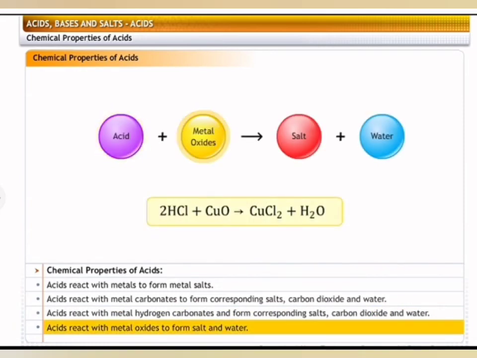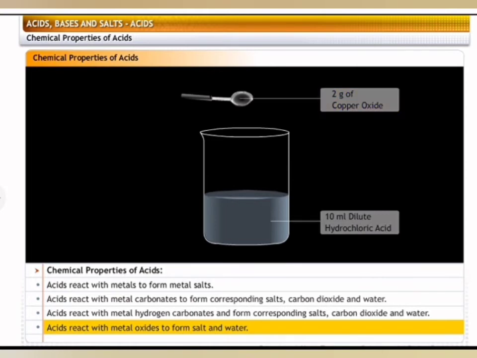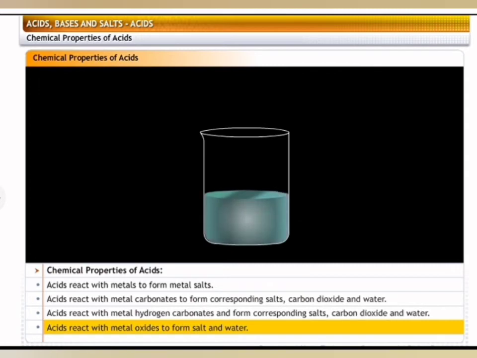Acids react with metal oxide to form salt and water. Let's conduct an experiment to prove this chemical property. Take 10 milliliters of dilute hydrochloric acid in a beaker. Add 2 grams of copper oxide to the beaker. Stir the mixture continuously. You will find that the black copper oxide disappears and a blue-green solution is formed in its place. This blue-green solution is copper chloride.